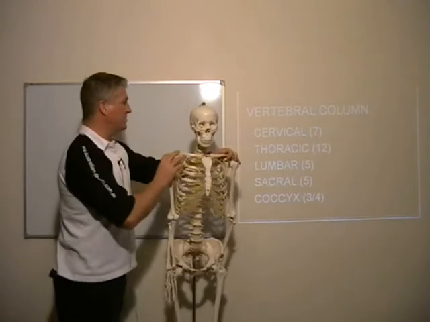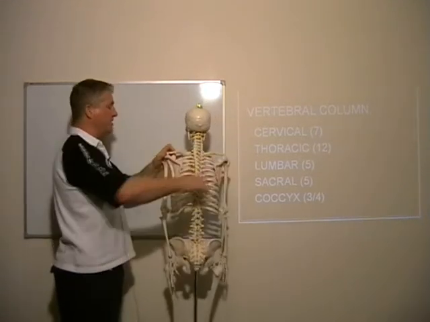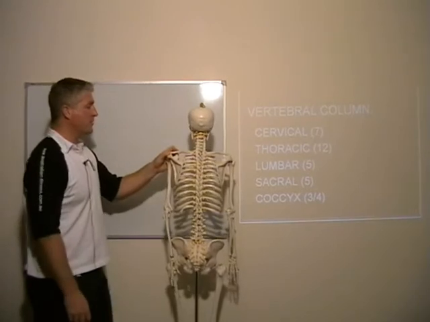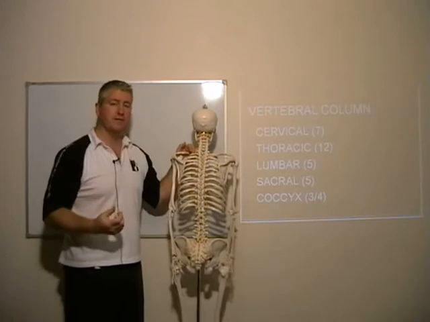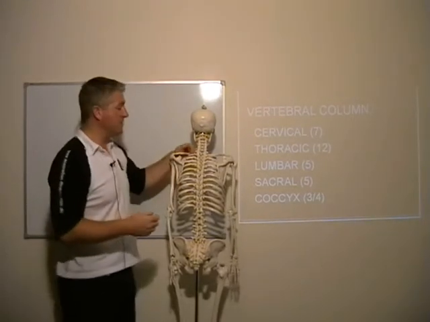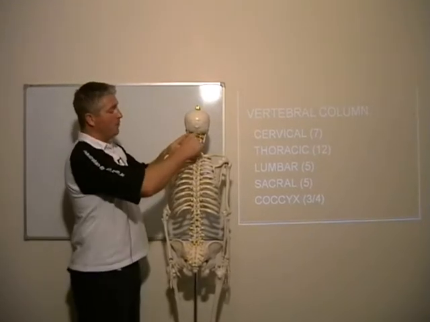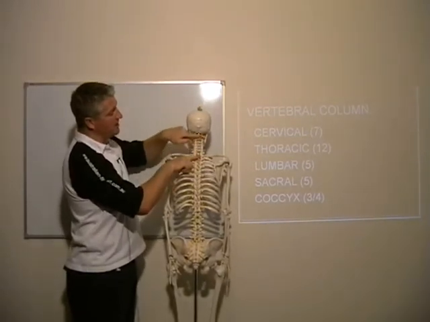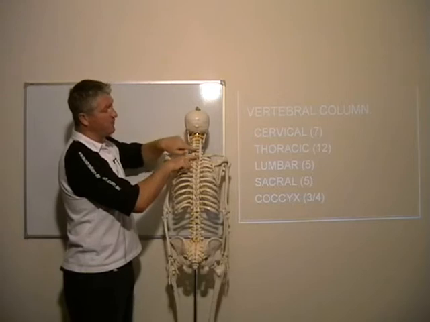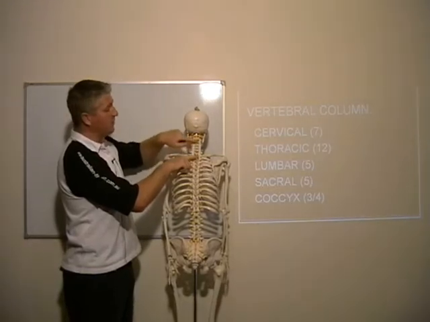Okay, the vertebral column consists of 5 regions. Starting at the cervical region is the top 7 vertebrae. In brackets we have 7 because the cervical region contains 7 individual vertebrae: 1, 2, 3, 4, 5, 6, 7. So this region in here represents the cervical vertebrae or the neck region of the vertebral column.